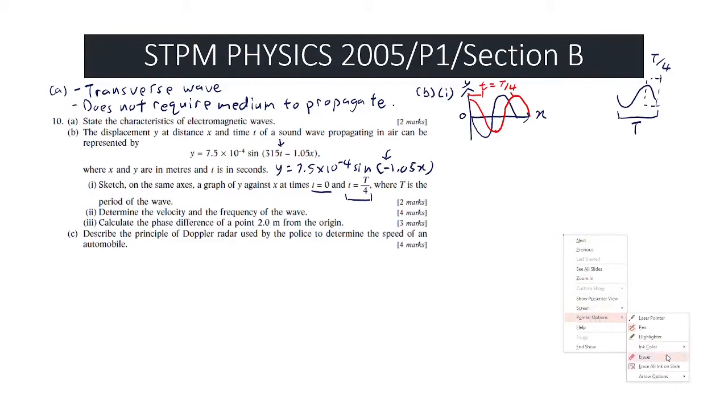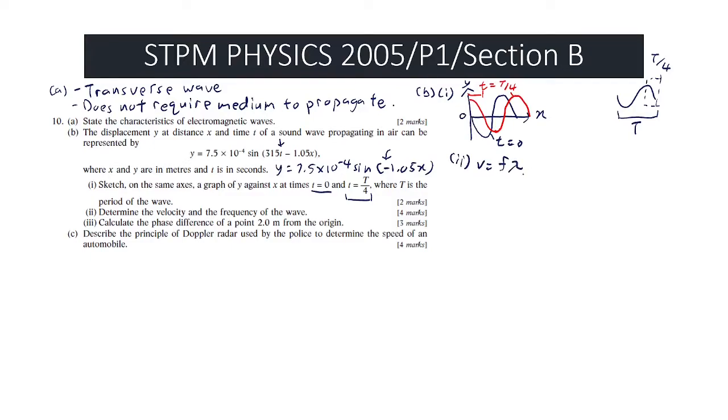And for the blue line here, this is t equals 0. Now the second, determine the velocity and the frequency of the wave. So velocity is given by f lambda, and also given by omega over k. And because f is also equal to omega per 2 pi, and lambda is also equal to 2 pi per k, you can substitute this inside the equation here. You will get this final result.